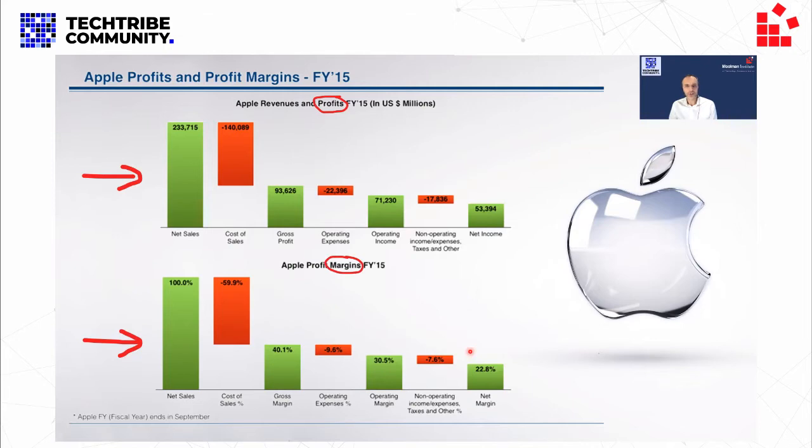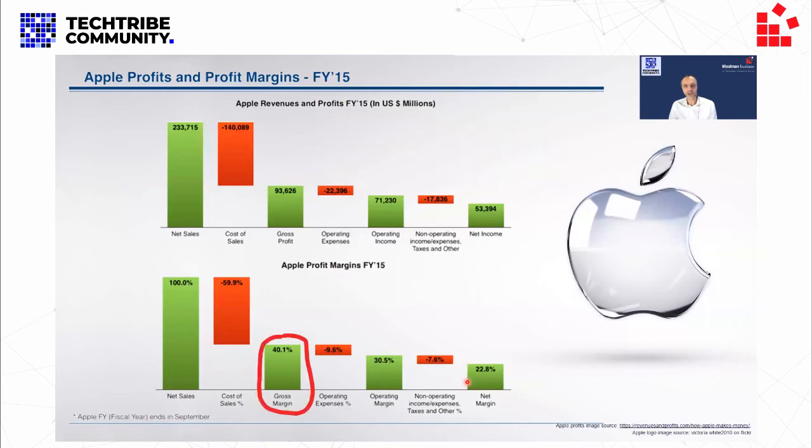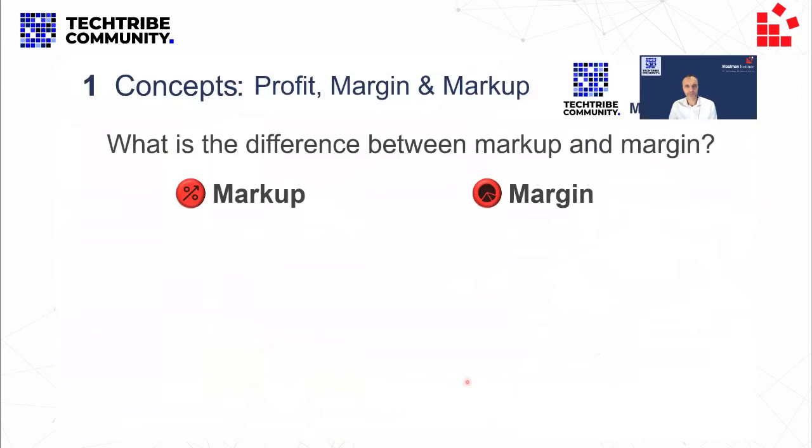These are old financials, but we know that Apple is still a healthy business. So you can see the value of both the profits in numbers, 53, that's actually $53 billion, and just about 23% net margin. It already tells you something about the operating health of the business. There you can see the direct costs, the indirect costs, the gross margin, the net margin. You should be familiar with these by now.